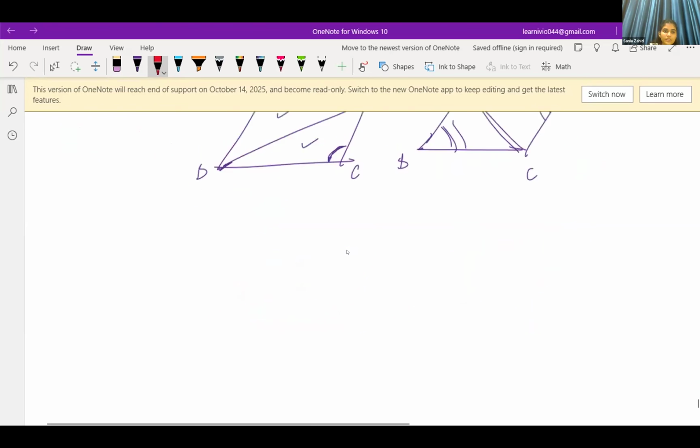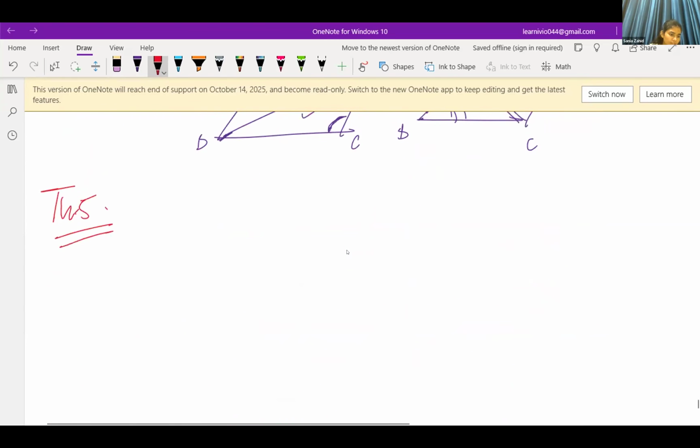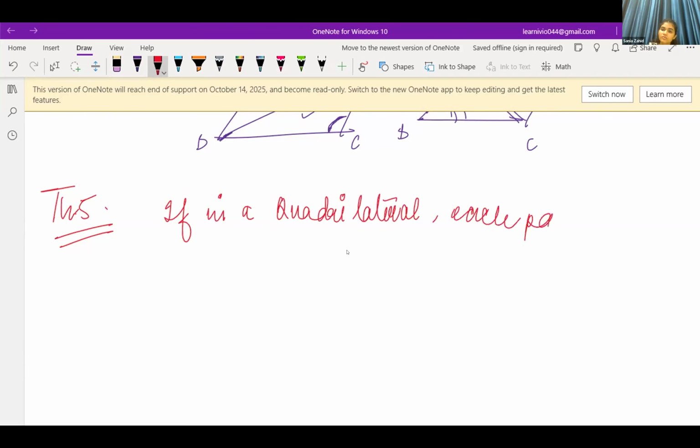Okay. The next is theorem 5, which says if in a quadrilateral each pair of opposite sides is equal, then it is a parallelogram.